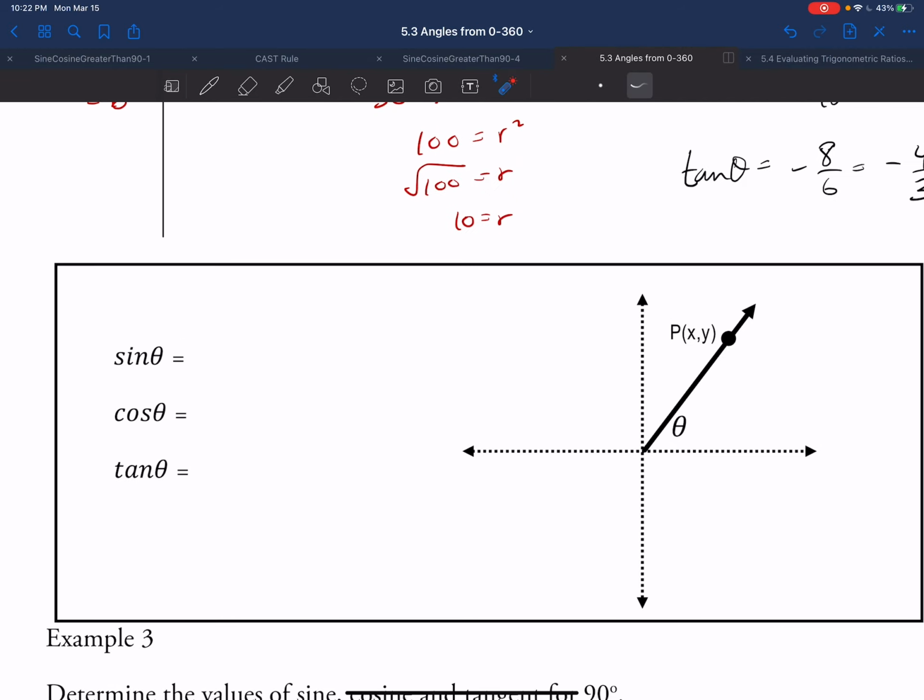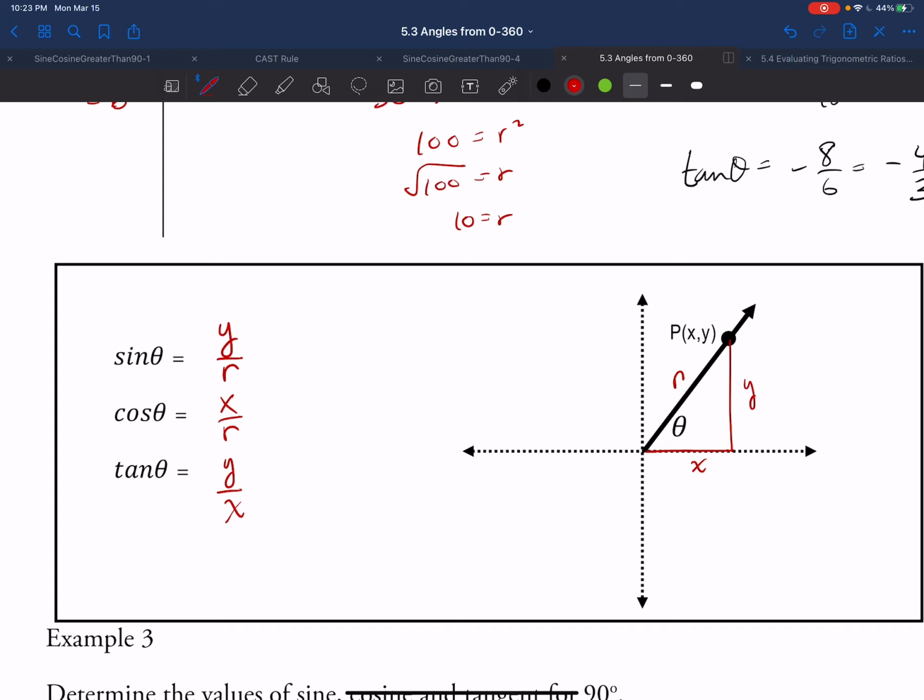So if we think about point P having the coordinates x, y, so this is y, and that's x, we can come up with a general form for what sine theta, cos theta, and tan theta are from 0 to 360. And remember that this would be r. So sine theta would be y over r. Cos theta would be x over r. And tan theta would be y over x.